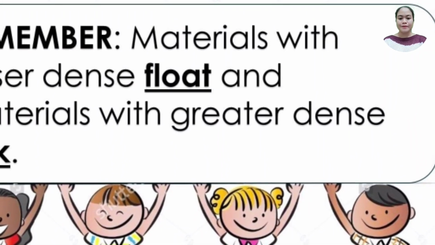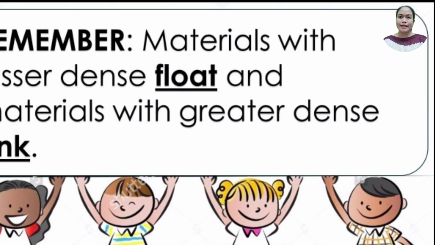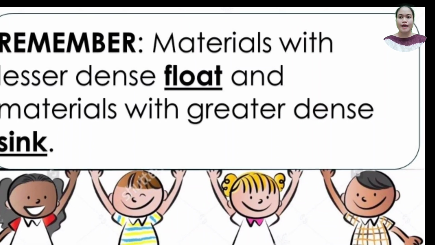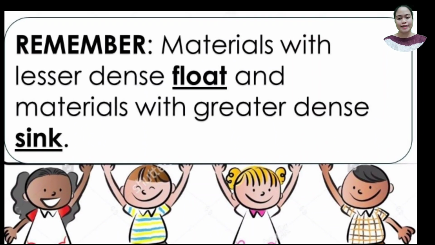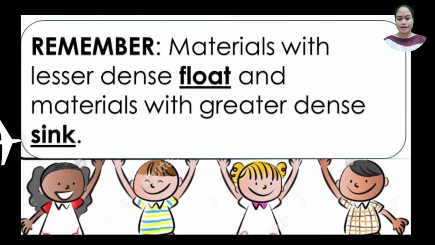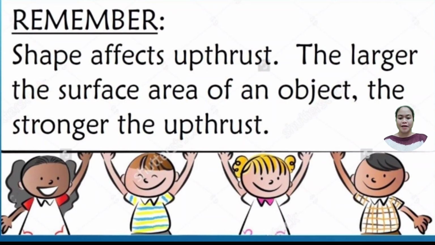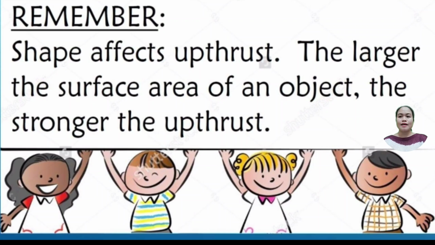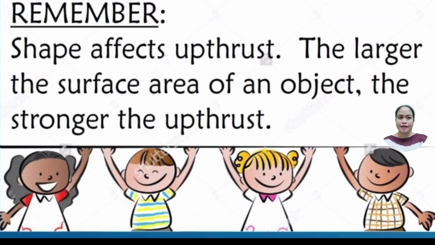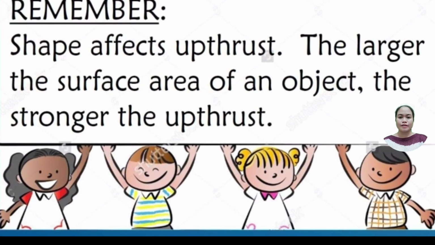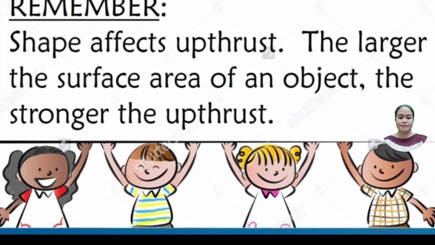So remember, materials that are less dense float, and materials that are more dense sink. And the shape affects upthrust. The larger the surface area of an object, the stronger the upthrust. That's it for today.